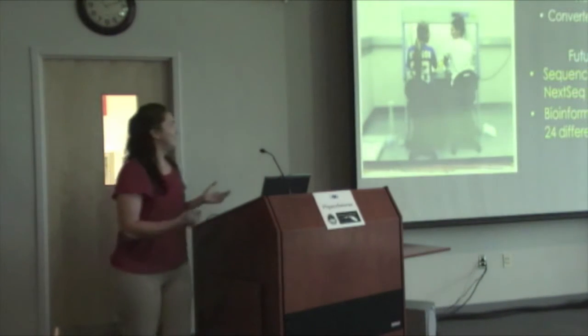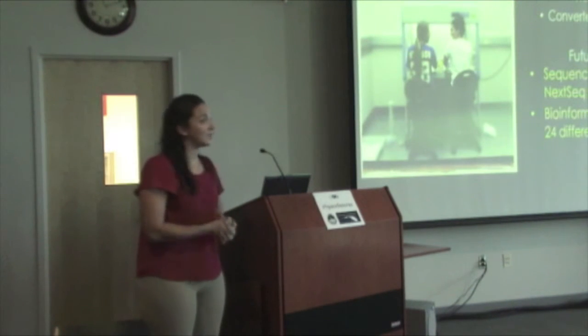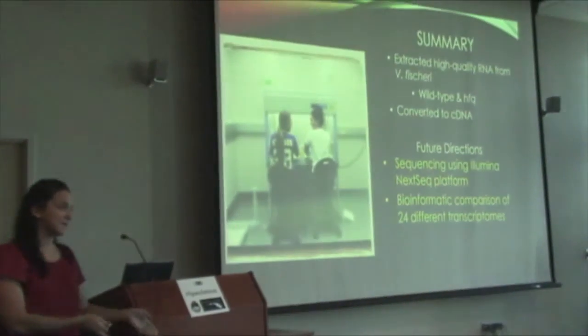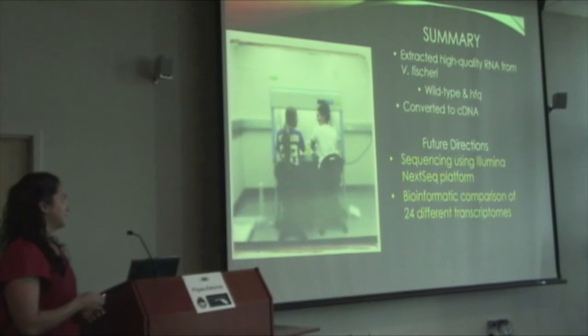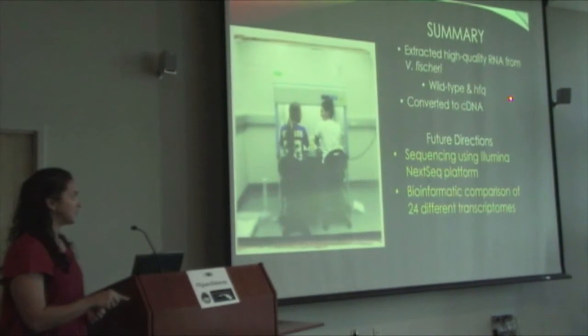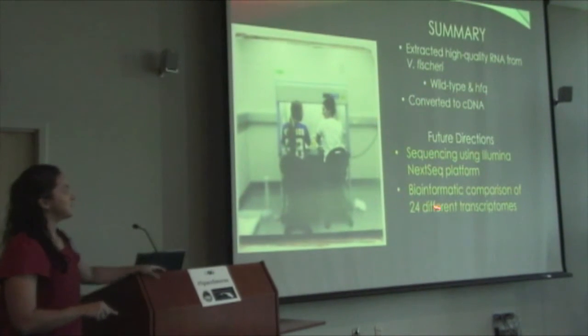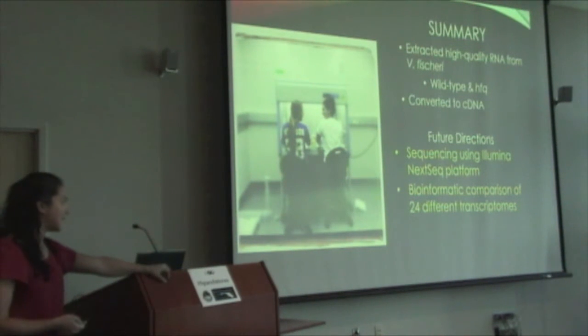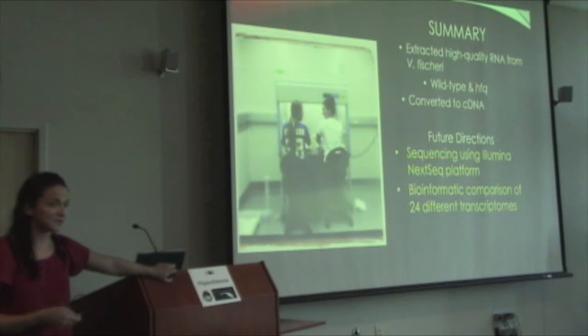So the summary, what we did is we extracted high quality RNA, it's very important, from Vibrio fischeri, the wild type and the knockout HFQ. We converted it to cDNA, and then eventually we're going to sequence that, and using comparative bioinformatics of the 24 different transcriptomes, we're going to see what happens under microgravity conditions.